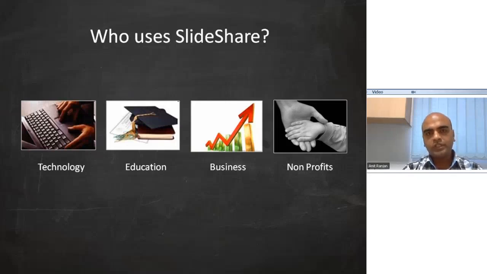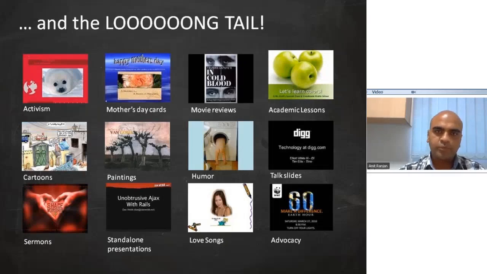The fourth bucket that I would like to pick out is essentially the non-profits and the government usage of SlideShare. Within these 4 buckets, this comprises almost 65 to 70% of our content as well as our community. So what is the rest 30%?